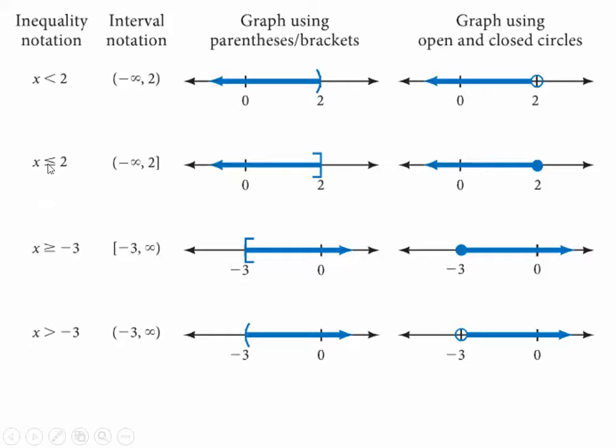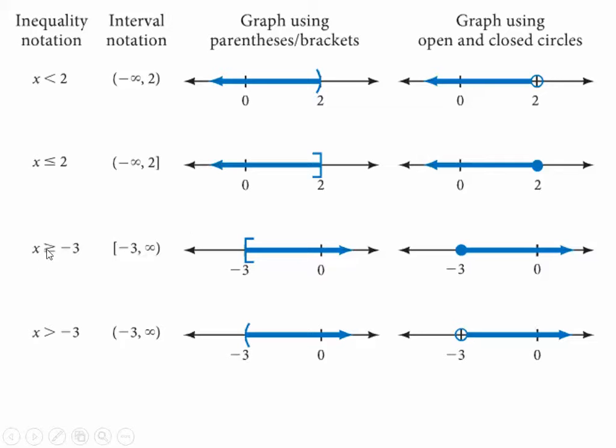X is less than or equal to 2. This means I want all the numbers that are less than 2, and I also want that 2 as well as part of my answer. How does that work? We go from negative infinity all the way up to 2, but now you've got yourself a little bracket as opposed to a parenthesis. So the graph again, notice the bracket. Now I've got a bracket at 2 and then going down. Cool. Let's keep on going.